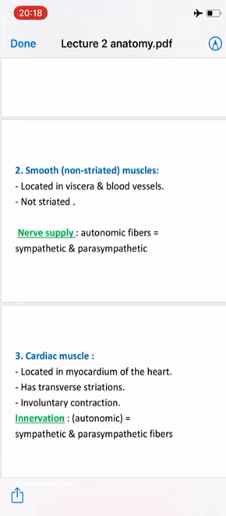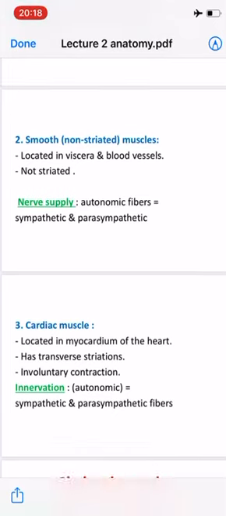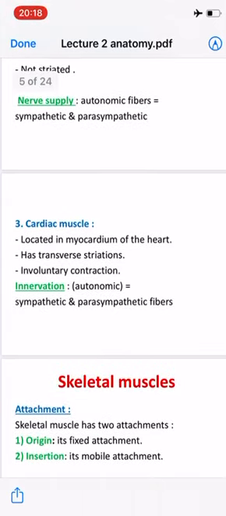It's located in the viscera and the blood vessels. It's not striated، وهي تكون موجودة داخل الأعضاء داخل جسم الإنسان والأوعية الدموية، تكون غير مخططة. The nerve supply autonomic fibers sympathetic and parasympathetic، يغذيها الأعصاب اللا إرادية، تشمل السمباثيك اللي هي الودية وباراسمباثيك اللا ودية.